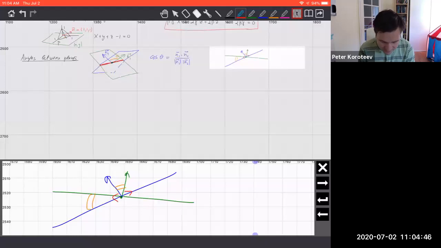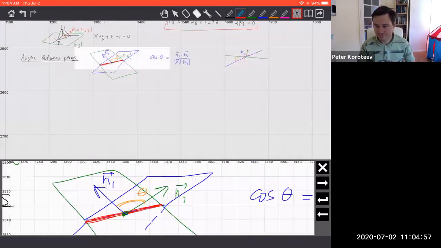Yeah, the color coding is the same as for the planes. I think it just accidentally looks like the vector n1 is inside the green plane. I'm sorry if that was confusing.